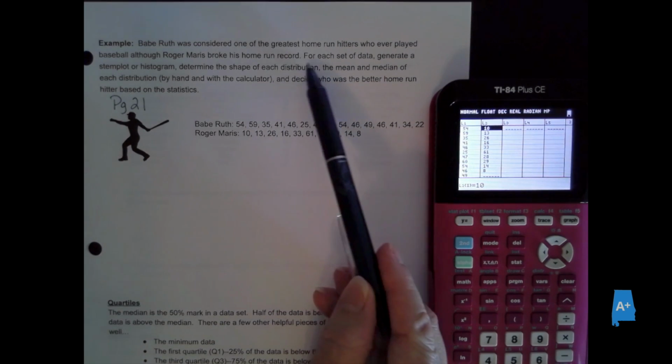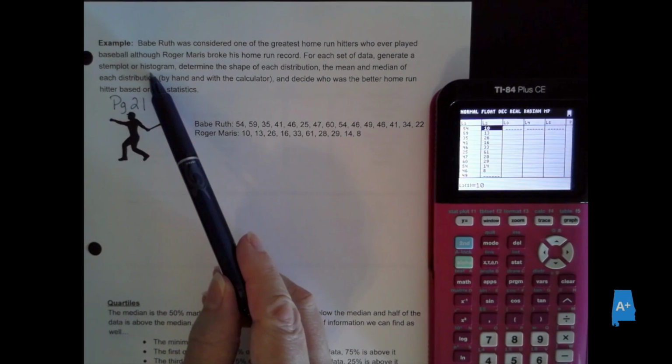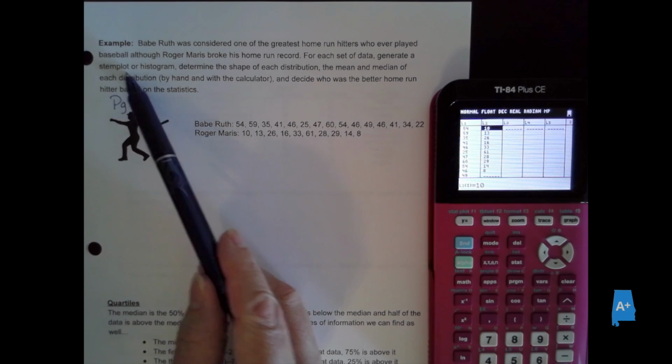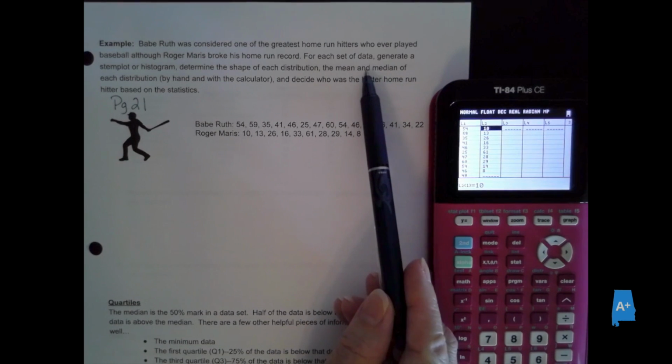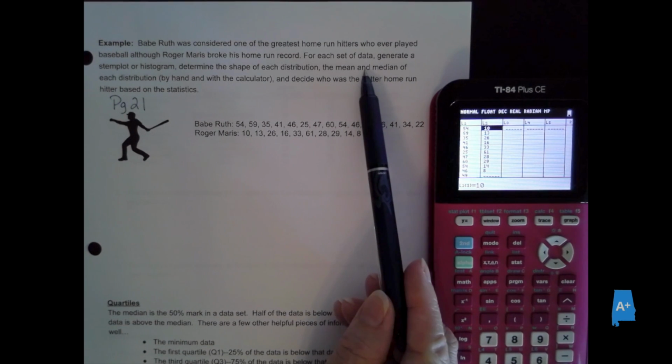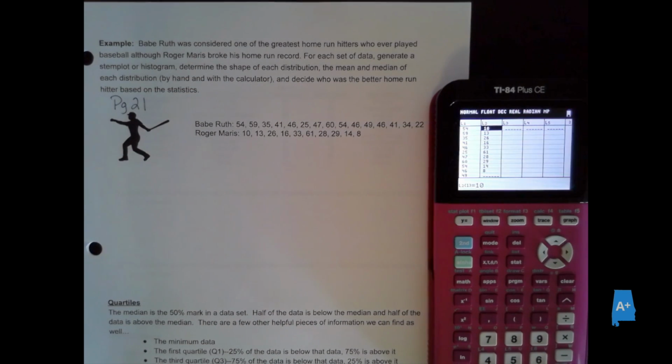We need to find a histogram or a stem plot, and I think we're going to do a stem plot so we can see all the data, and we'll do a histogram on the calculator, but we'll do a stem plot as well. Determine the shape, so it's either going to be symmetrical, skewed left, or skewed right, and find the mean and median of each distribution. It said by hand and with a calculator. We're just going to use the calculator today.